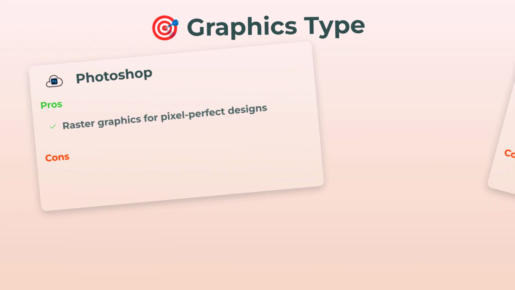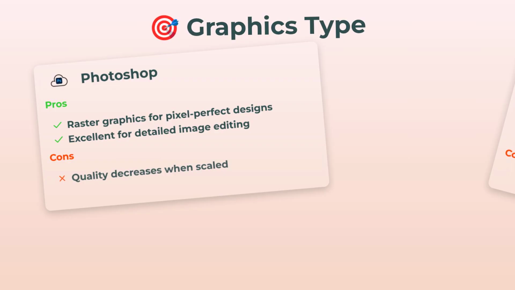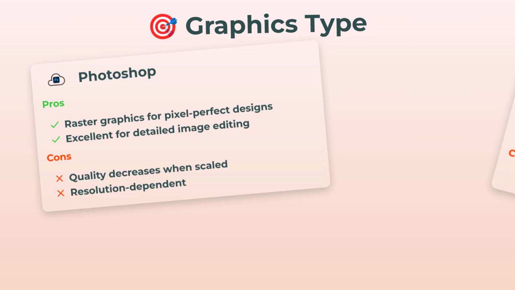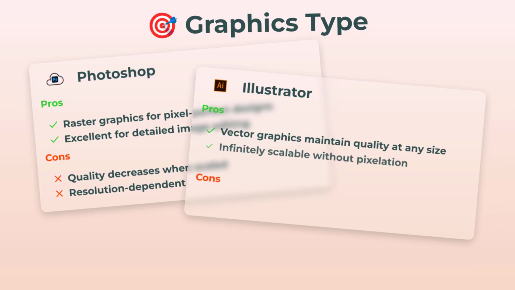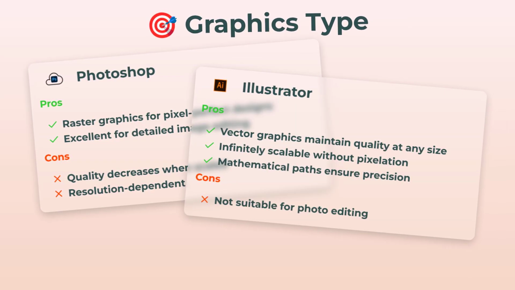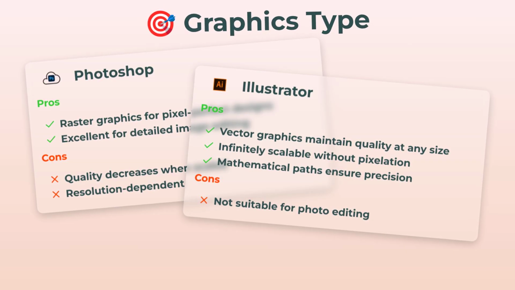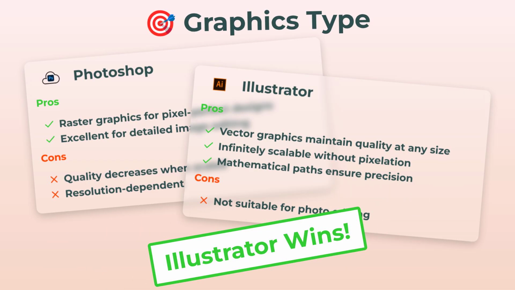Next, let's talk graphics type. Photoshop works with raster graphics, so basically things are made up of pixels. Amazing for detail, killer for image editing, but try blowing it up and ouch, you'll see pixelation. Illustrator, on the other hand, is all about vectors. This means you can scale things to infinity, like billboard size, and everything stays crisp. Those mathematical paths, pure magic for designers, but don't try to edit your vacation photos here. So Illustrator definitely takes this round.